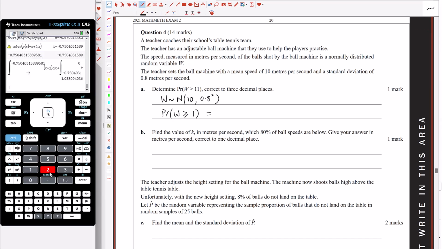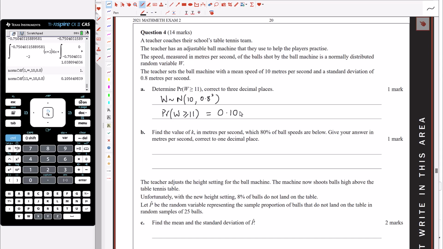So menu 552, lower bound is 1, upper bound is infinity, 1 to infinity, mean is 10, standard deviation is 0.8. Oh, sorry, it's not 1, it's 11. Probability w is bigger than 11. It was such a big probability, it was essentially 1. Okay, there we go. 3 decimal places, so 0.105. 106, sorry, to 3 decimal places.